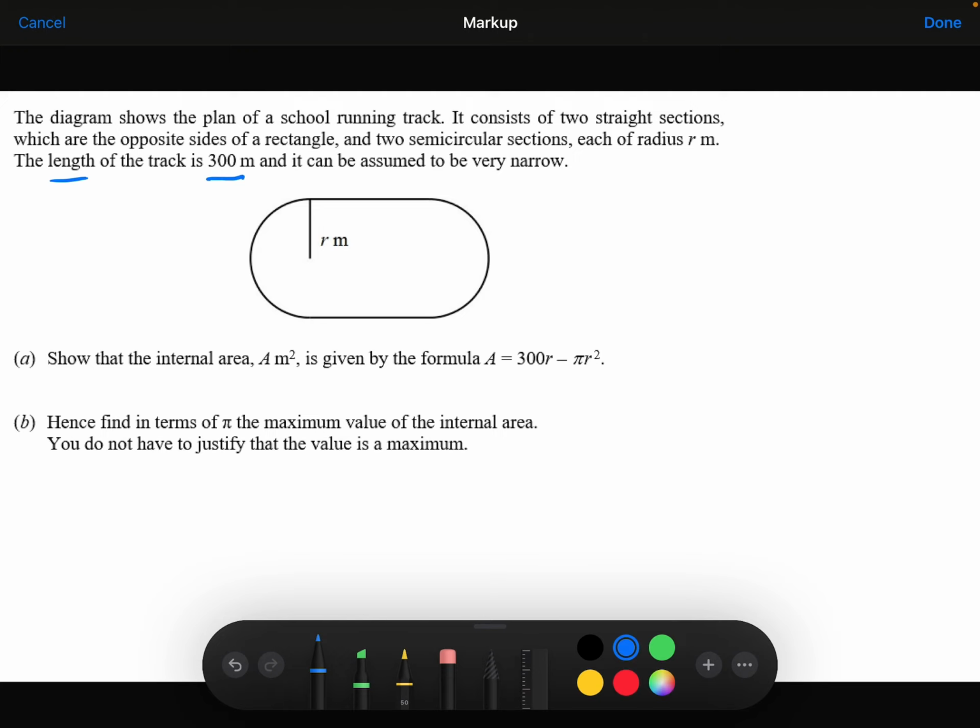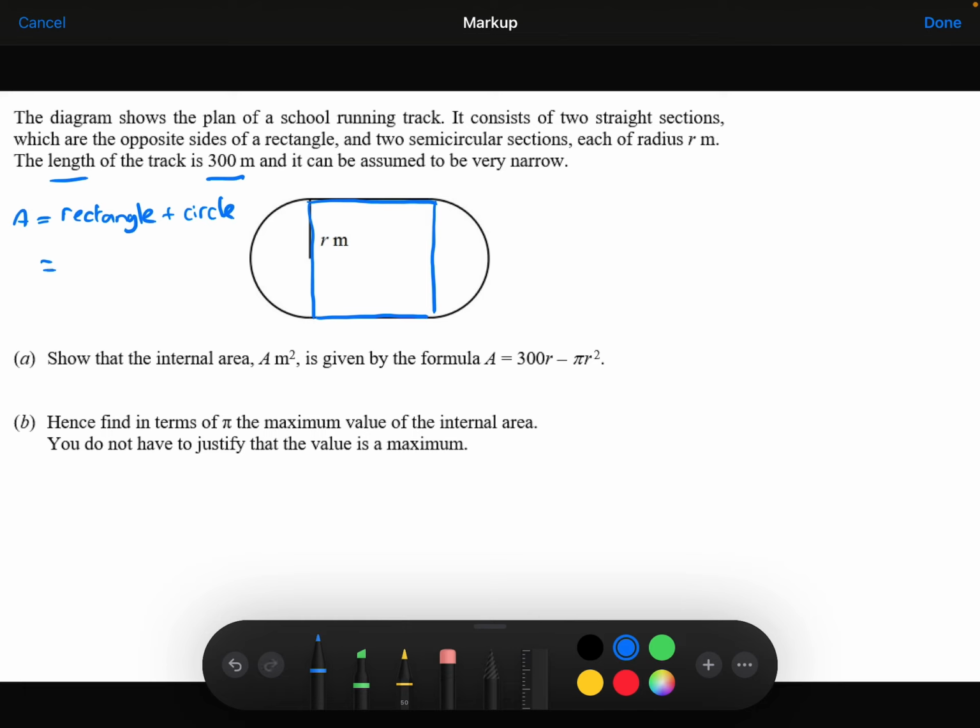Part A, show that the internal area A metres squared is given by the formula 300r minus pi r squared. So the area of this shape is going to be the rectangle plus the two semicircles, which can be thought of as one big circle. If you take the area of this semicircle and this semicircle and add them together, then you just get one circle.